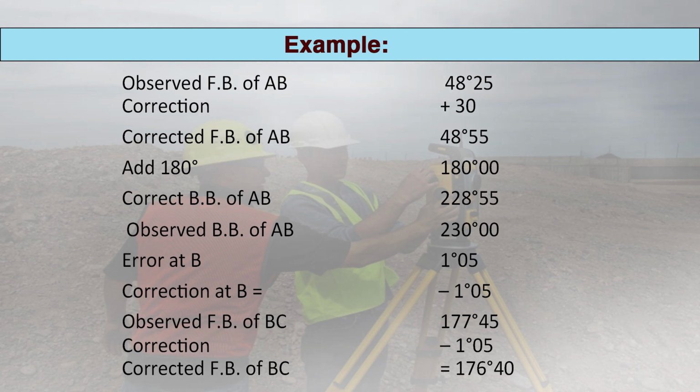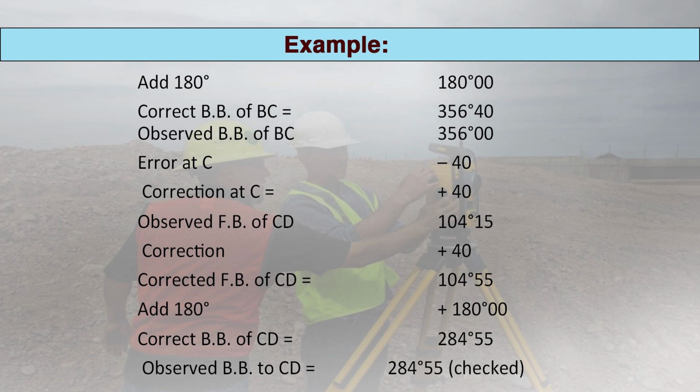Now, observed back bearing of AB is given as 230 degree, but the error at B is 1 degree 05 minutes. So, correction at B will be minus 1 degree 05 minutes. Now, observed fore bearing of BC is 177 degree 45 minutes. We will apply correction, that is minus 1 degree 5 minutes. So, corrected fore bearing of BC will be equal to 177 degree 45 minutes minus 1 degree 5 minutes, which will result in 176 degree 40 minutes.